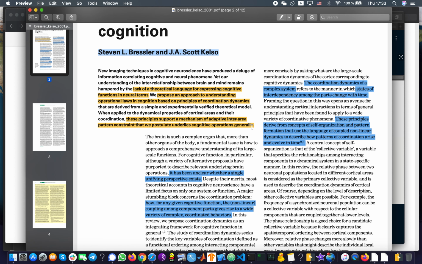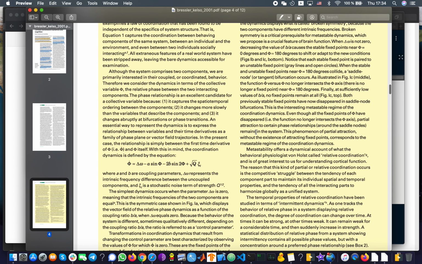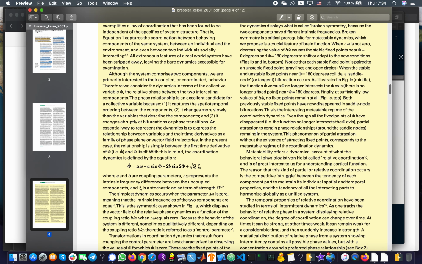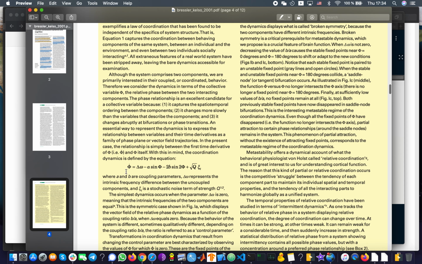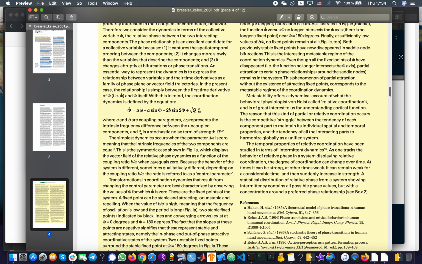These principles derive from the concept of self-organization and pattern formation that use the language of coupled nonlinear dynamics to describe how patterns of coordination arise and evolve in time. So they came with this idea. They said now you can understand easily these kinds of modelings. They said that we have a formula like this.